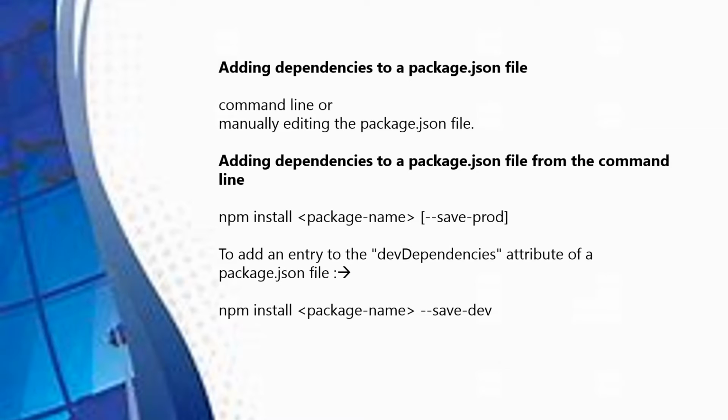To add an entry to the devDependencies attribute of a package.json file on the command line, run the following command: npm install package name --save-dev. The --save flag is not mandatory, and the --dev flag is needed only if you want this dependency to be installed as a development dependency. That means you only need that package for local development and testing purposes and not for production.